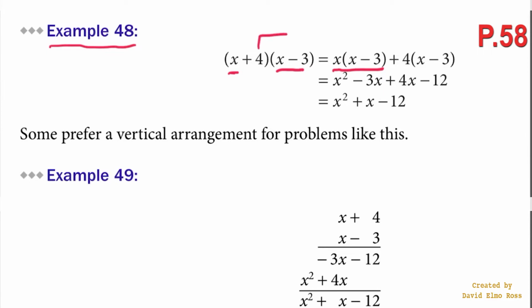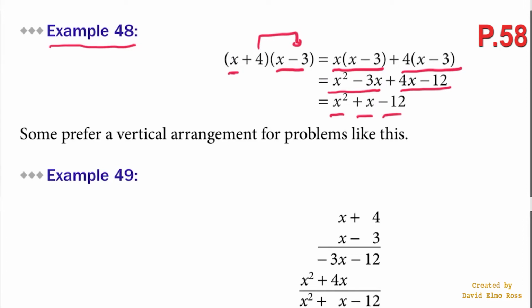Then we multiply 4 by this as well to get 4 times x minus 3. If we do that, we get x squared minus 3x, and then we get 4x minus 12. And when we combine the terms, we're going to get x squared plus x minus 12.